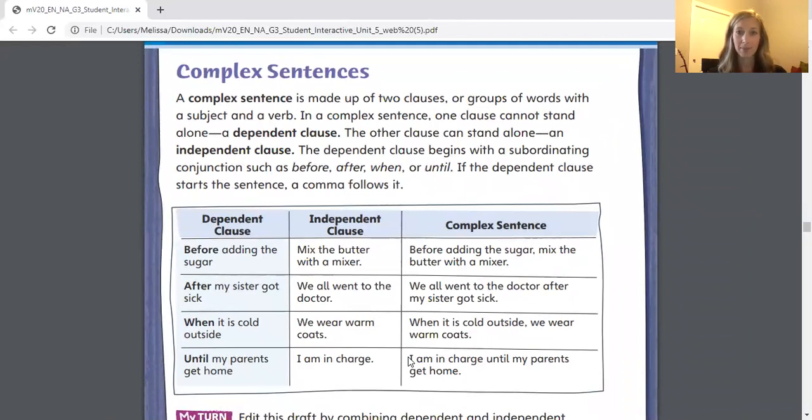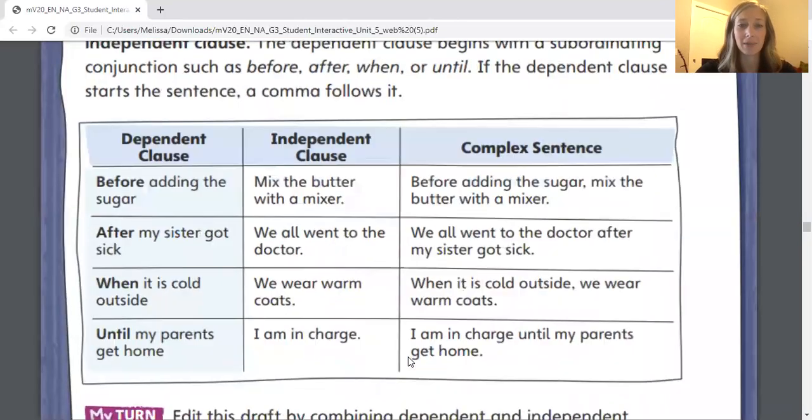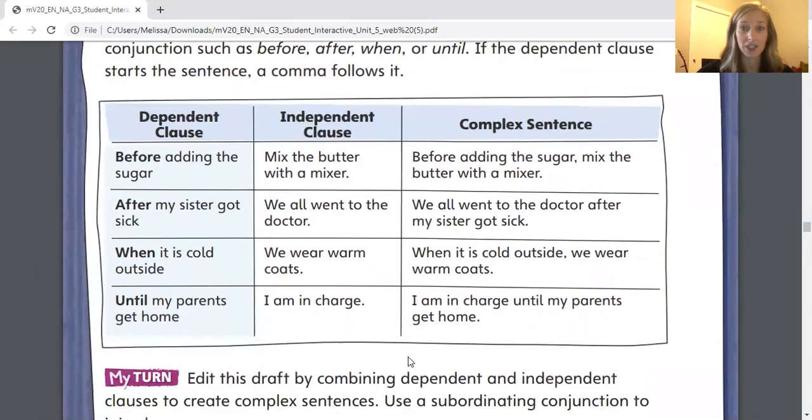The other clause can stand alone, an independent clause. The dependent clause begins with a subordinating conjunction such as before, after, when, or until. If the dependent clause starts the sentence, a comma follows it. Okay, this is really confusing, you guys, so let's go ahead and look at some examples so we can get a better understanding of this.